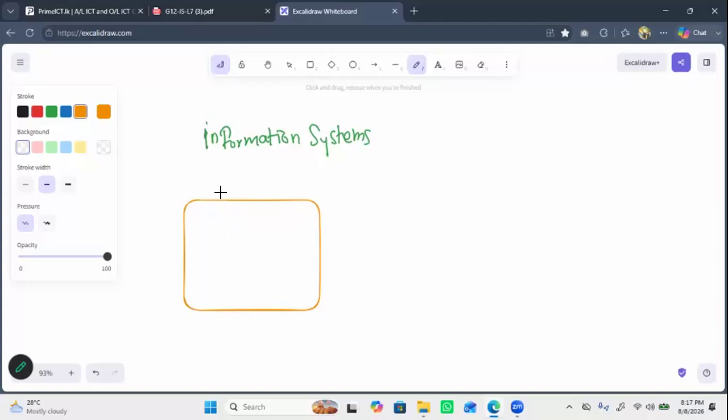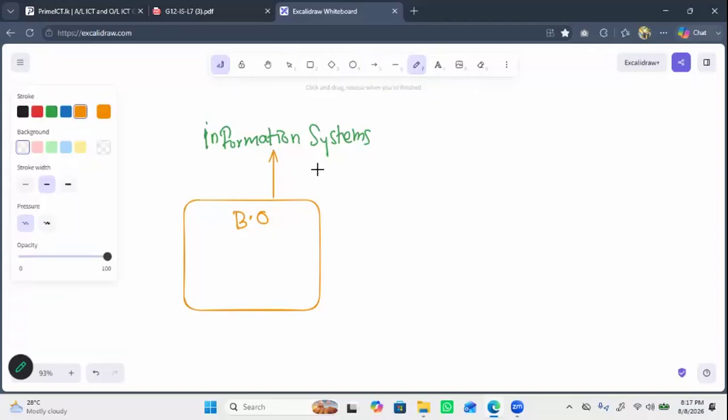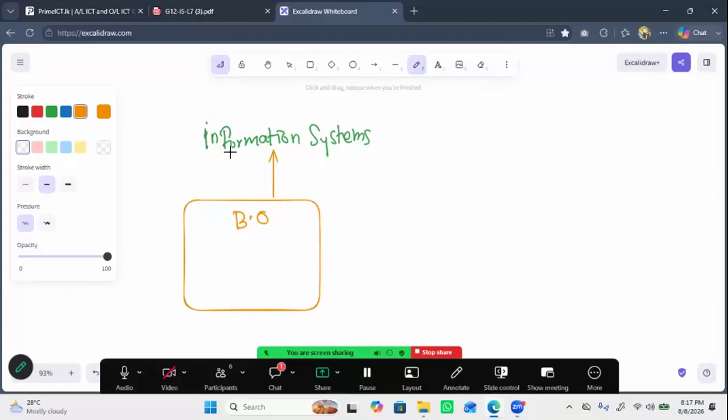Yeah, you can take Food City, Cargill's Food City, anything. It is a business organization. To run this, we need what? An information system. Why? To handle a lot of data, a lot of transactions, a lot of reporting, all these things, we need an information system.